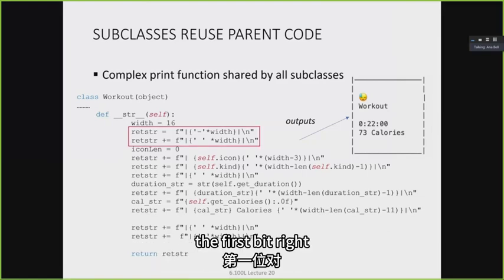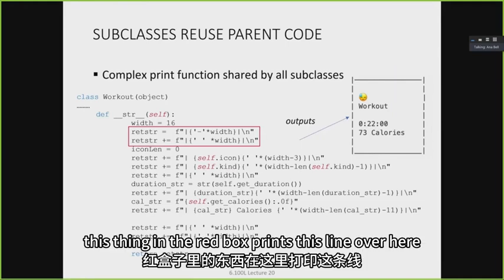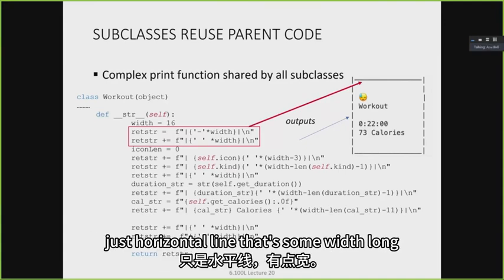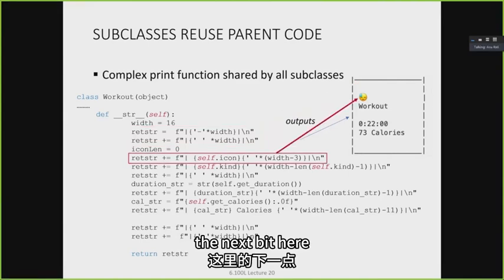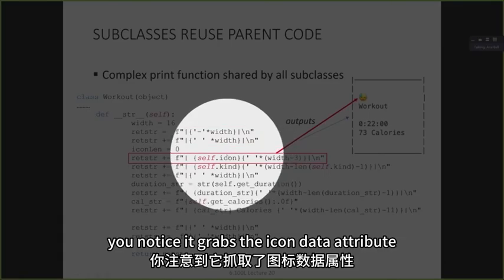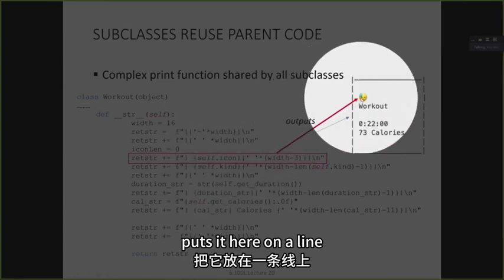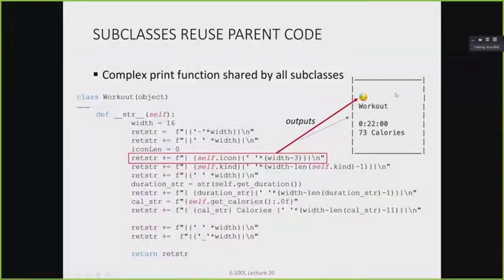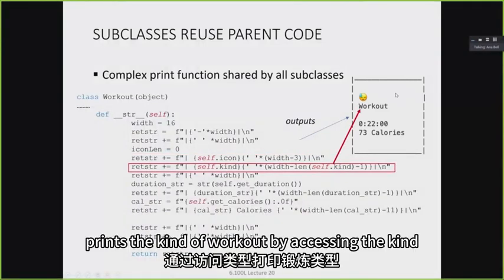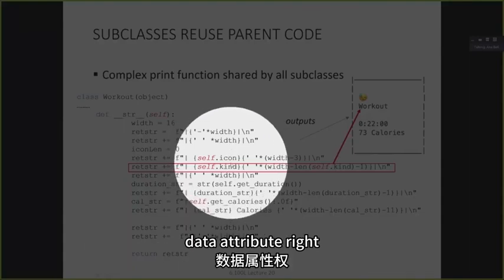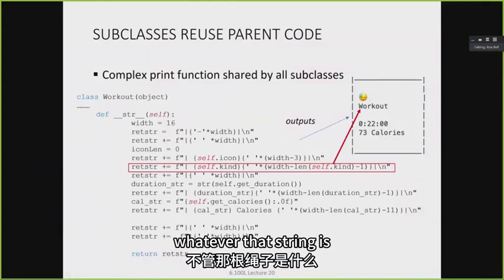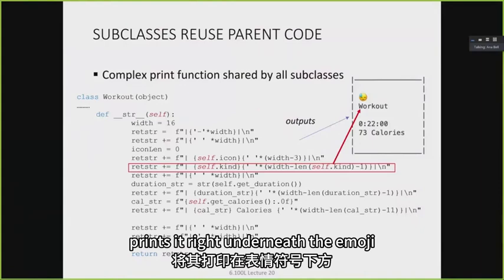The first bit, this thing in the red box, prints this line over here. Just a horizontal line that's some width long. The next bit, you notice, grabs the icon data attribute and puts it here on a line, along with a vertical bar and a bunch of spaces and a vertical bar. The next bit prints the kind of workout by accessing the kind data attribute, so either workout or running or swimming, whatever that string is. It prints it right underneath the emoji.